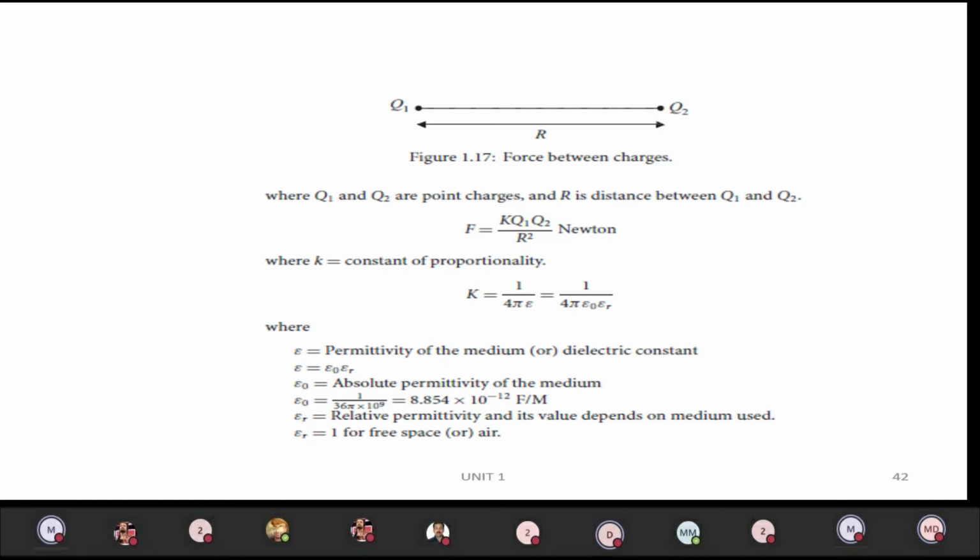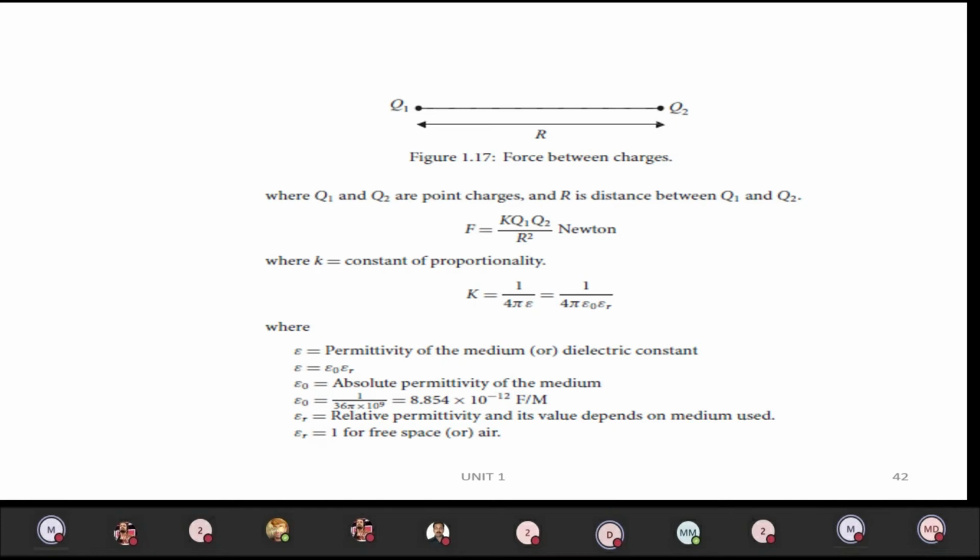Epsilon is called the permittivity of the medium or dielectric constant. Epsilon is the product of epsilon naught and epsilon r. Epsilon naught is the absolute permittivity, whereas epsilon r is called the relative permittivity.